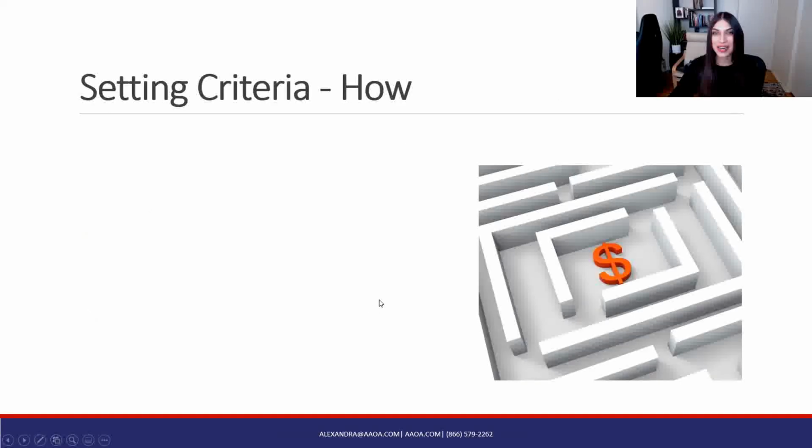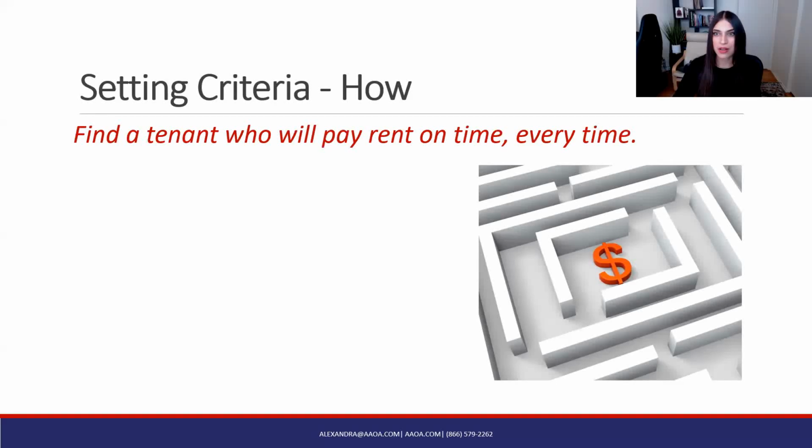All right, setting criteria. I'm so glad that a couple of you have already asked about this, because criteria is important so that you are looking at tenants in a consistent way, right? So we're not discriminating. We are not going based off our emotion or our gut feeling so much. You want to find a tenant who will pay rent on time every time. So I think something you should always require is that you're able to verify the income. If you can't verify the income, I would definitely make that a requirement.